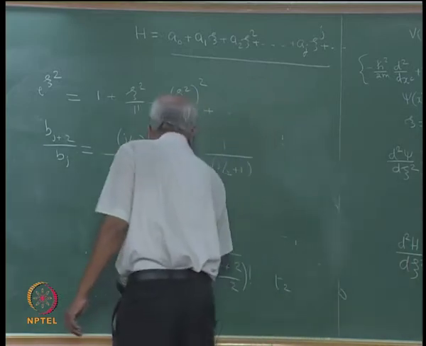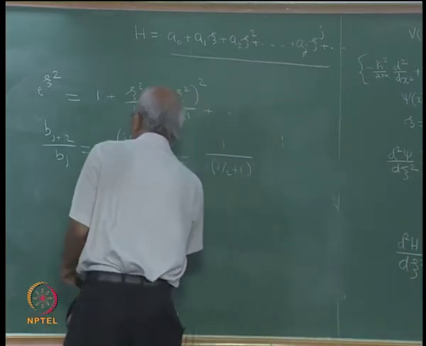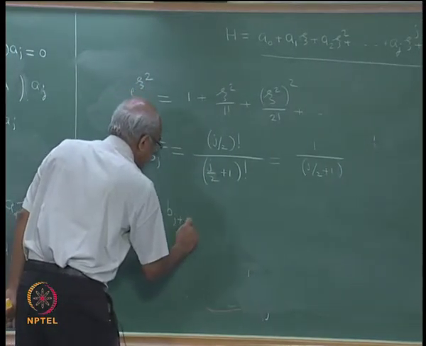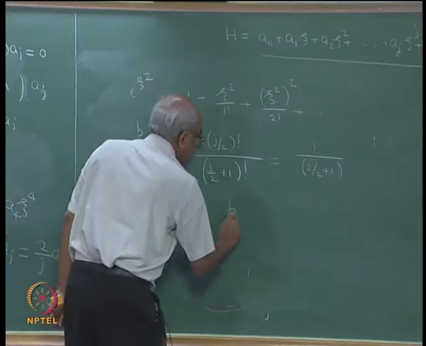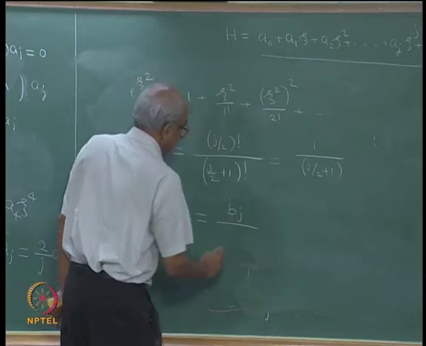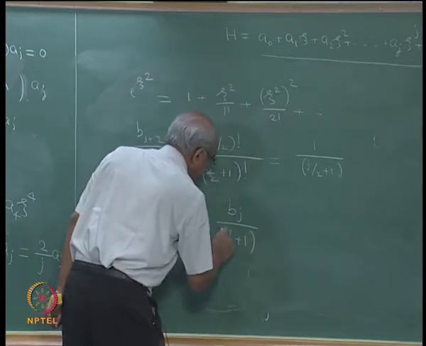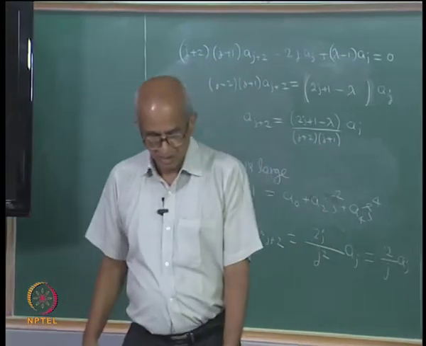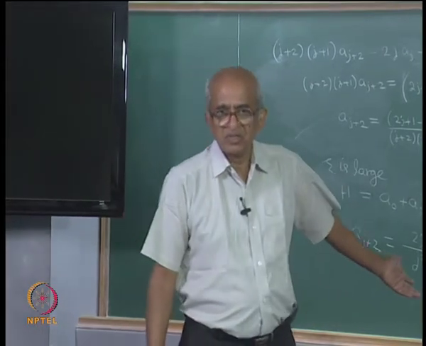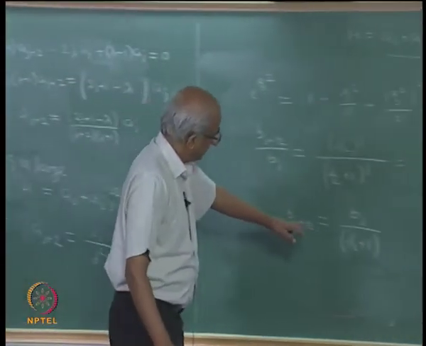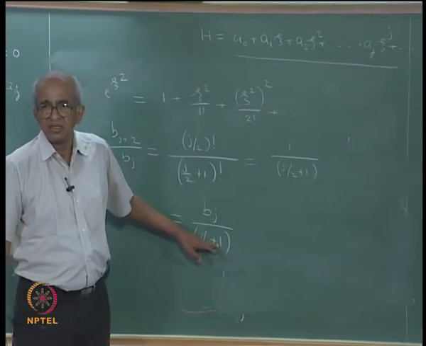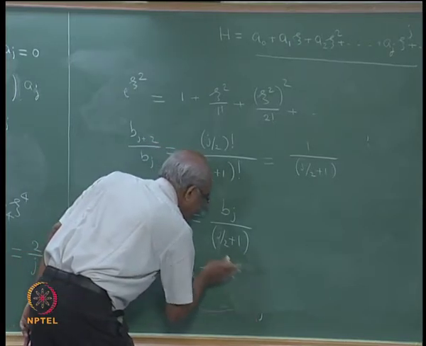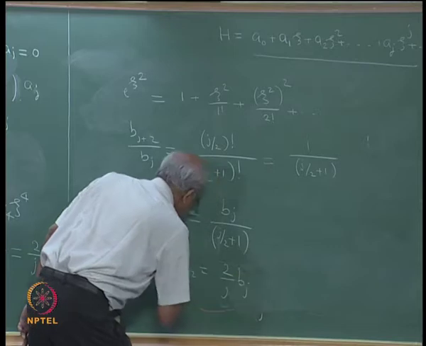And therefore, what happens? I find the recursion relationship for this series. It simply says that Bj plus 2 must be equal to Bj divided by j by 2 plus 1. That is the recursion relation for this series. And if the value of j is very large, what will happen to this recursion relationship? If the value of j is very large, you can neglect that one. And then what will you find? You will find that Bj plus 2 must be equal to 2 divided by j Bj.